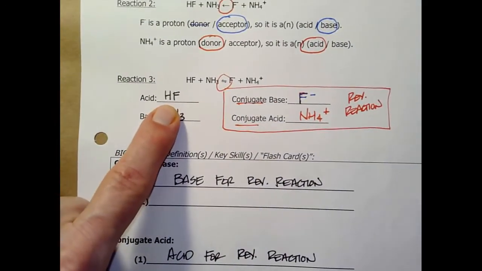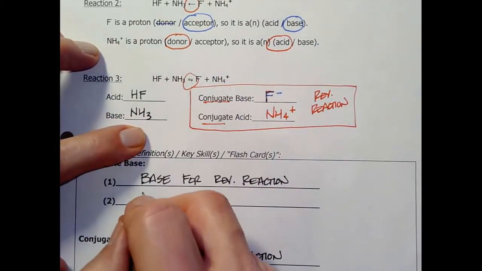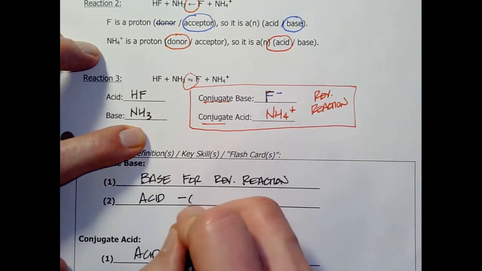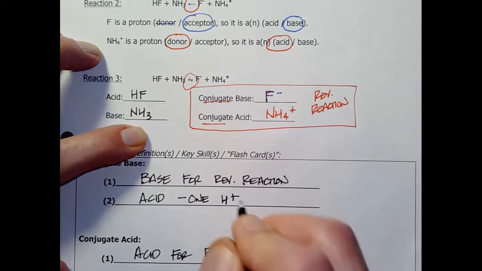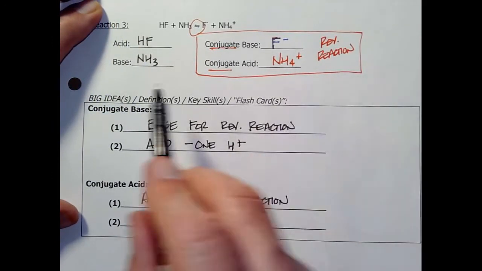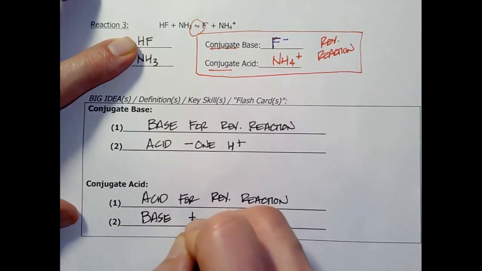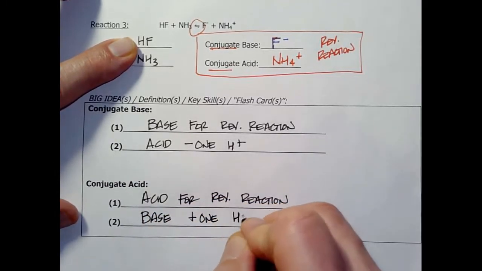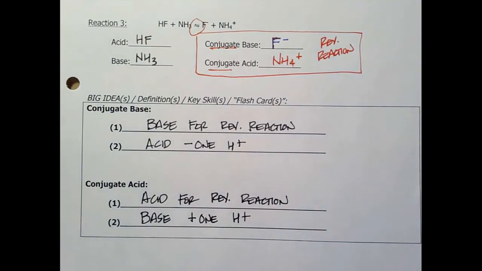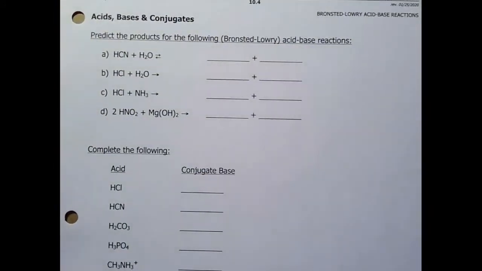Now there's another way to think about it. How did I convert this acid into a conjugate base? I just removed H+. So a conjugate base is an acid minus 1 H+. A conjugate acid over here, well, it's the base plus 1 H+. And we'll use those two terms. We'll think about the reverse reaction, or we'll think, oh no, you turned an acid into a conjugate base. You turned a base into a conjugate acid. And we look at 10.4. We've got some practice for this.